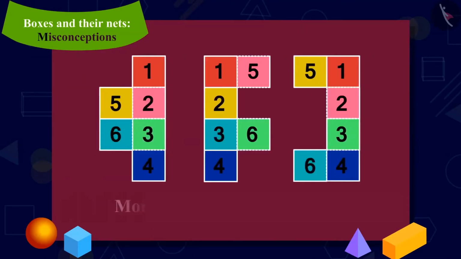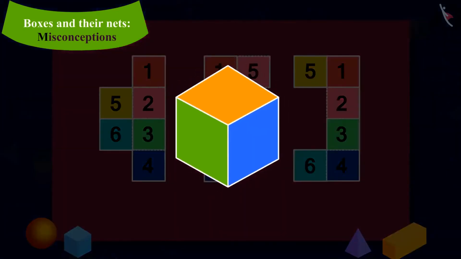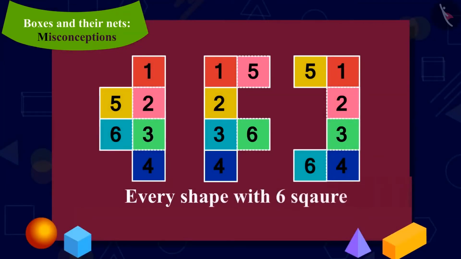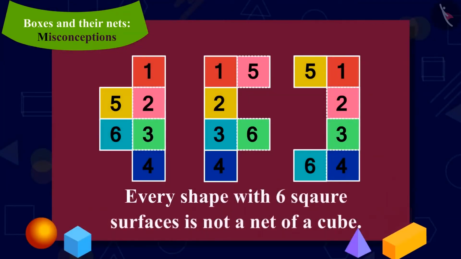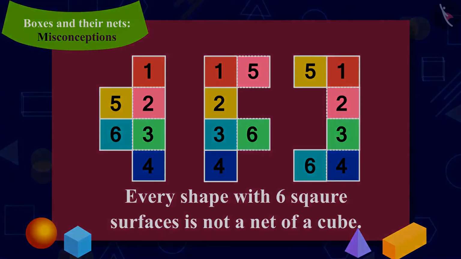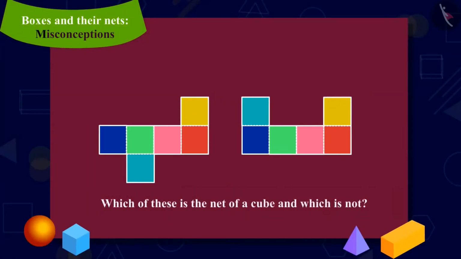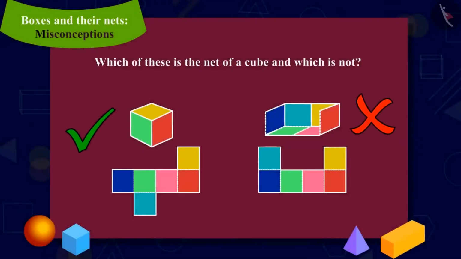Yes, kids, it is possible to have more such nets which have 6 square surfaces. But by folding them, we cannot make a cube. In other words, every shape with 6 square faces is not a net of a cube. Children, now can you tell which of these shapes is the net of a cube and which is not? If you want, you can stop the video and find the answer. Well done, kids. You have found the right answer.